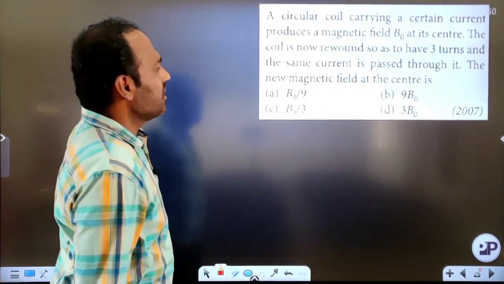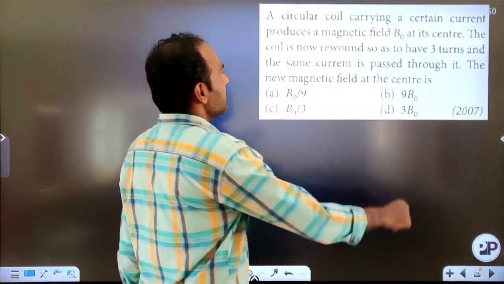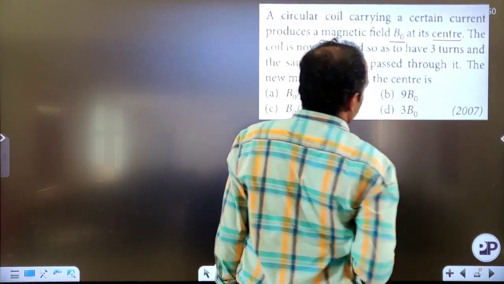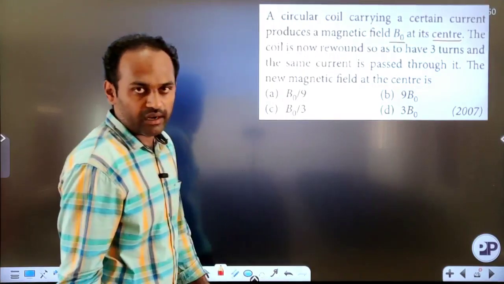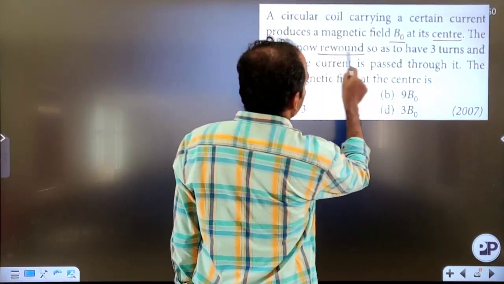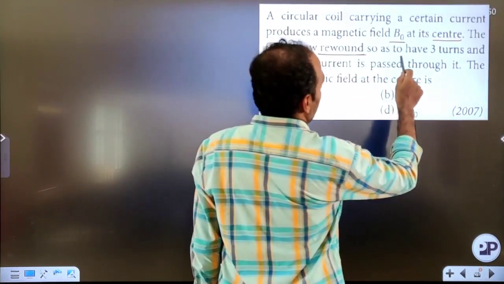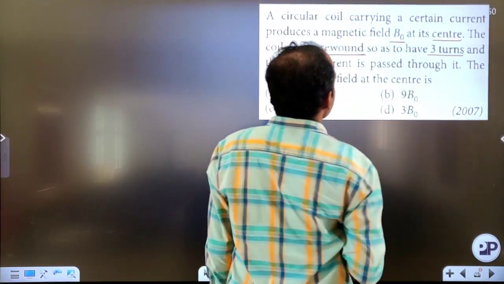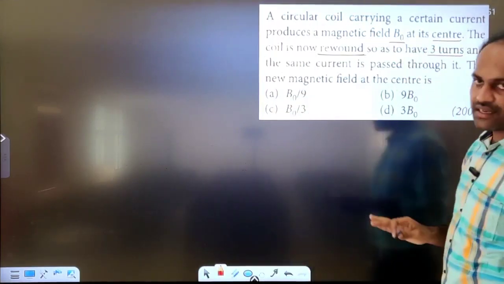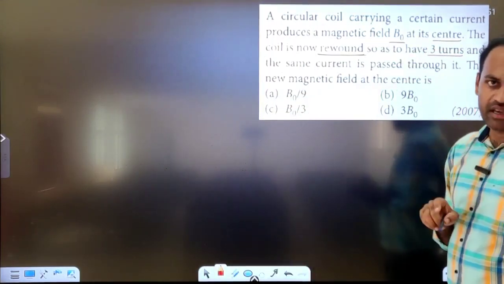Okay, next question is, a circular coil carrying a certain current produces magnetic field B naught at the center. Center magnetic field B naught ಅದಂತ ಹೇಳಿದ್ದಾರೆ. The coil is now rewound. ನೋಡ್ರಿ ಇಲ್ಲಿ rewounding ಕೇಸ್ ಅದ್ರಿ, rewound. So as to have 3 turns. ಫಸ್ಟ್ ನಮಗೆ ನಂಬರ್ ಆಫ್ ಟರ್ನ್ಸ್ ಕೊಟ್ಟಿಲ್ಲ ನಾವು. ಫಸ್ಟ್ ನಂಬರ್ ಆಫ್ ಟರ್ನ್ಸ್ ಕೊಟ್ಟಿಲ್ಲ ಅಂತಂದ್ರೆ ಅದರ ಅರ್ಥ ಏನ?